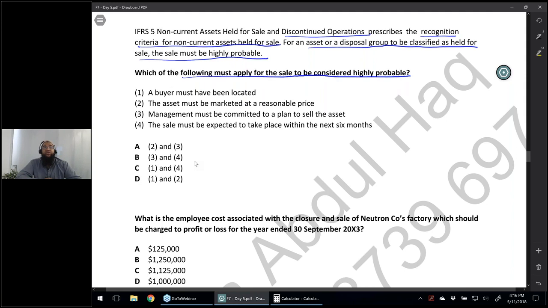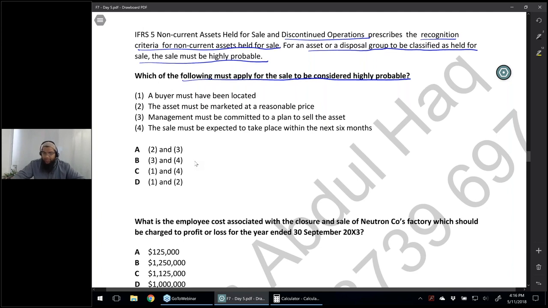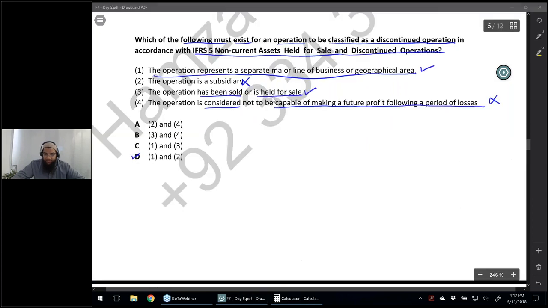Benedicta is saying that she is not clear in the previous question. Yes, Benedicta, can you please be specific? What exactly area is not clear to you?